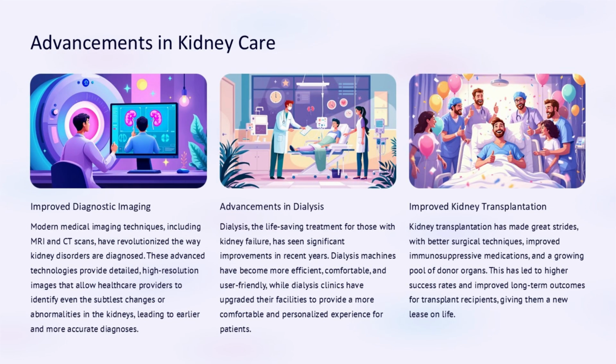Modern medical imaging like MRI and CT scans provide detailed, high-resolution images of the kidneys, allowing for earlier and more accurate diagnosis of kidney disorders. These advanced imaging techniques can identify even the slightest changes or abnormalities in the kidneys, which was not possible with older diagnostic methods. This has revolutionized the way kidney diseases are detected and has led to significant improvements in patient outcomes through timely intervention. Healthcare providers can now get a much clearer picture of the kidney's structure and function, enabling them to develop more targeted and effective treatment plans.